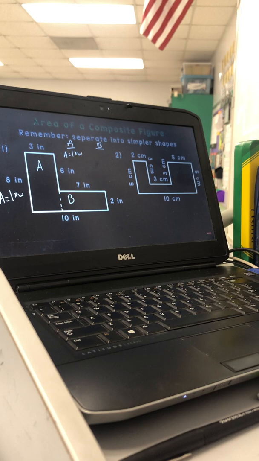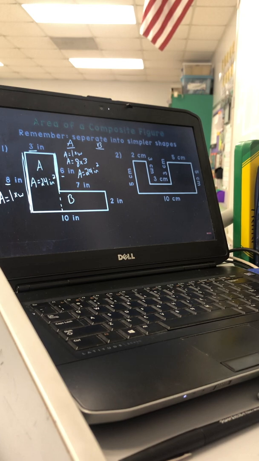All right, now I need to plug in length and width. My length for A is going to be this 8 all the way up, right? Don't use this 6, because this 6 doesn't go the full length of the rectangle. So you have to be careful which measurements you use. So I'm going to use the 8 and multiply it by the width of 3. And that gives me an area of 24 square inches. So the area of A equals 24 square inches.